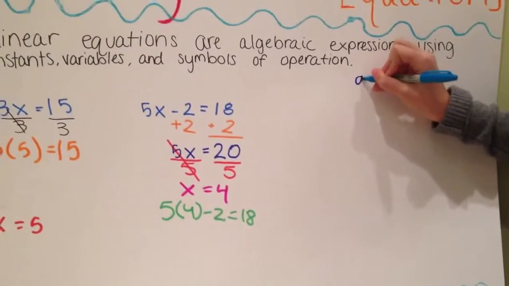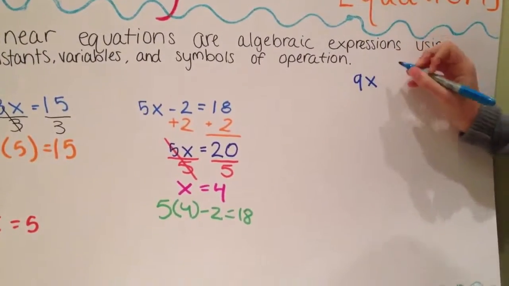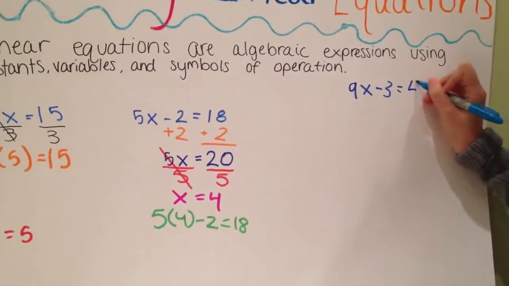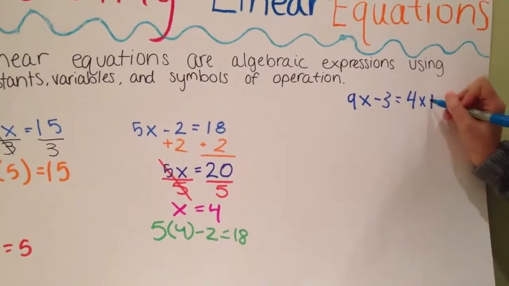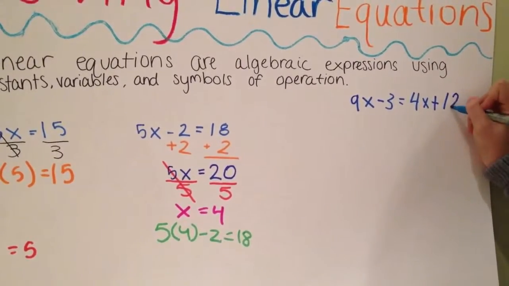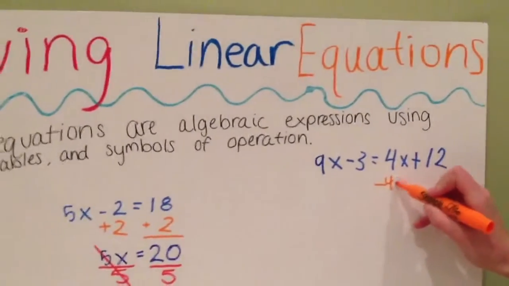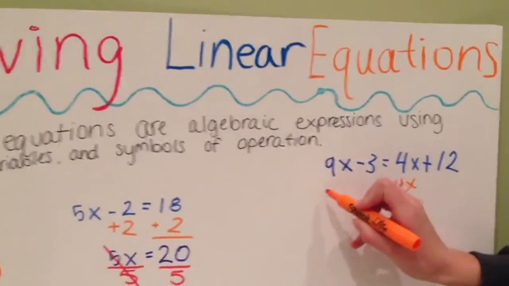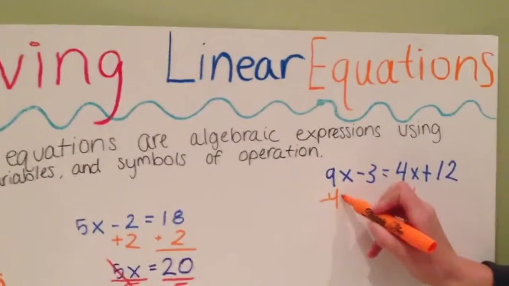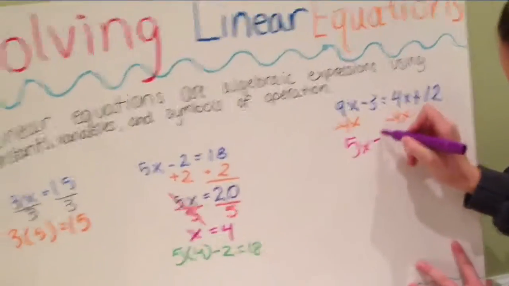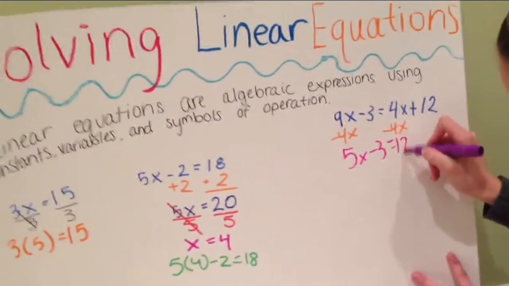The next problem will be more complex than the previous problems. The equation is 9x minus 3 equals 4x plus 12. As you can see, this is a multi-step equation, so we will be spending the next few minutes solving for x. Following what we did in the previous problem, we need to start by subtracting 4x from both sides of the equation. This simplifies down to 5x minus 3 equals 12.